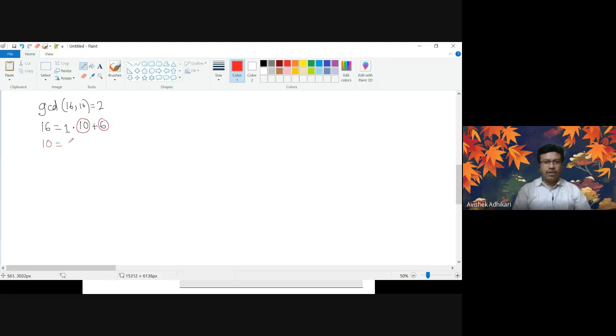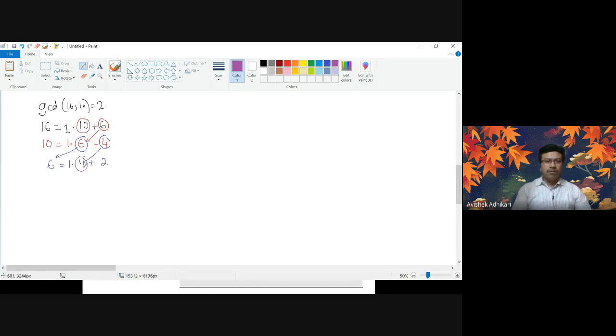So 10 was 1 into 6 plus 4. So now you can understand that this is my bigger cylinder and this is my smaller cylinder. So it will come here. So 6 equal to 1 into 4 plus 2. So it is coming here.